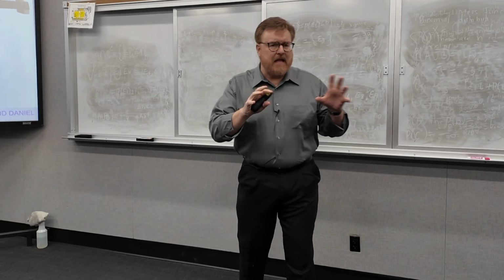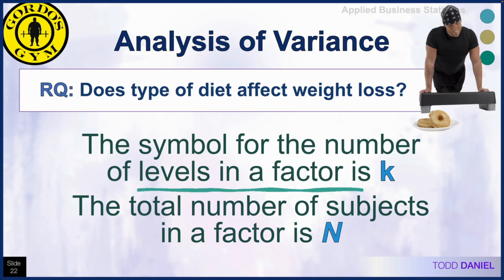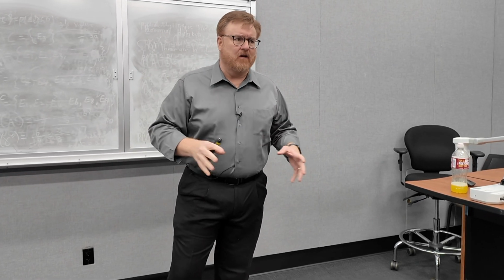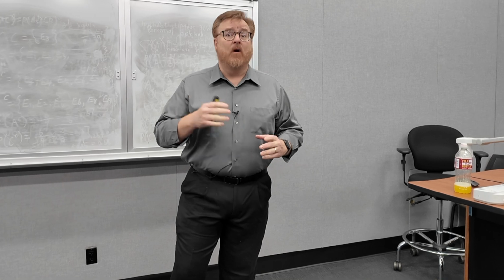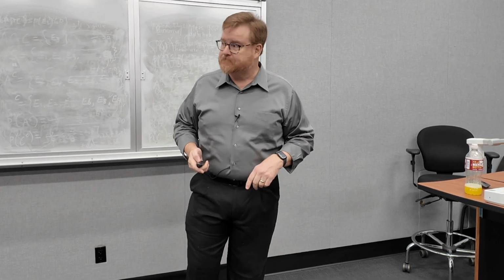There's some new letters to know about. The first is the letter K. That stands for the number of levels in a factor. So in our case, we're measuring 4 types of diet. That means K equals 4. Later on, we're going to learn about degrees of freedom. And one of the degrees of freedom is going to be K minus 1, number of levels minus 1.